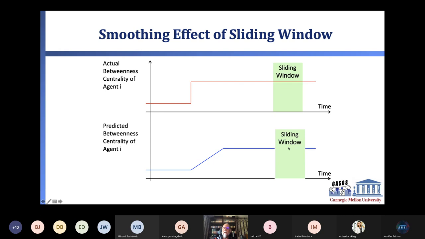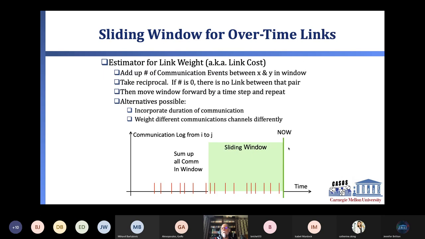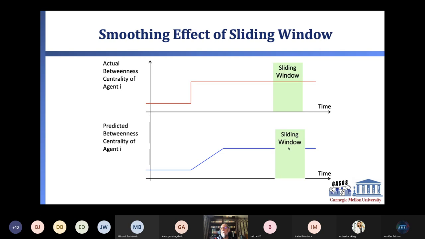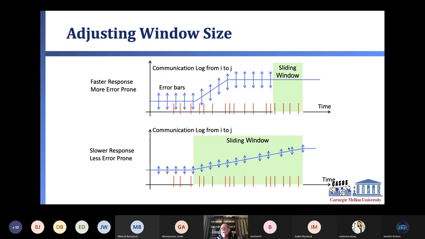So that's a very simple picture, but it illustrates the idea that you want to pick a window back here, because you don't want it to be too long, or else you will have the problem that you're going to smear out any change. You don't want it to be too short either. The little arrows here represent kind of the standard deviation of this measure. The standard deviation is small when the window is big, and it's much bigger when the window is small.